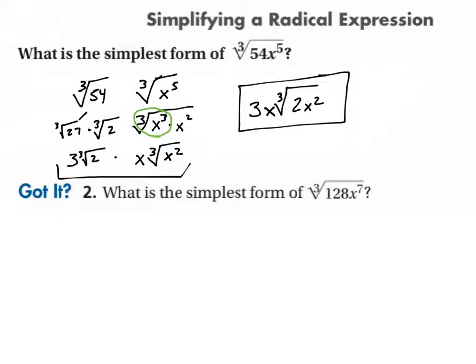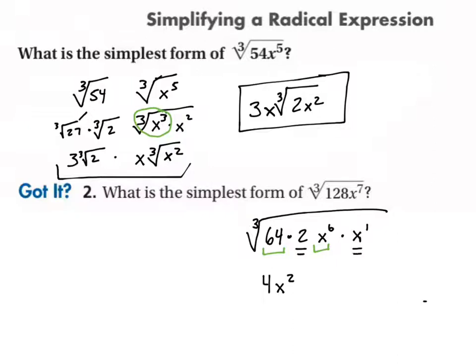All right, so we'll do the same thing for the next one. We've got the cube root of 128, x to the 7th. I know that we're taking the cube root of everything. 128 can be broken apart into 64 and 2, and 64 is a perfect cube. For the x's, I can do x to the 6th and x to the 1st. Ideally, I'll be able to cube root this and this. Doing so, I'm pulling out the 4x squared, and I'm leaving behind these because they cannot have the cube root taken. So that becomes 2x.